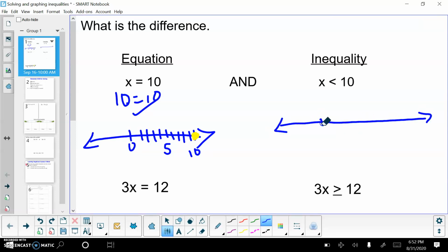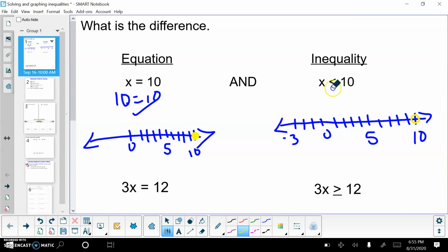So when we graph it, 0, 1, 2, 3, 4, 5, 6, 7, 8, 9, 10. I'm going to put some over here. Okay, we go ahead and we circle the 10. Now this time I'm not going to shade it in like I did before. We don't shade in the circle because there was no equal sign with the x is less than 10. It was just a less than. The shaded in circle would indicate that it was equal to 10 like on the other one.